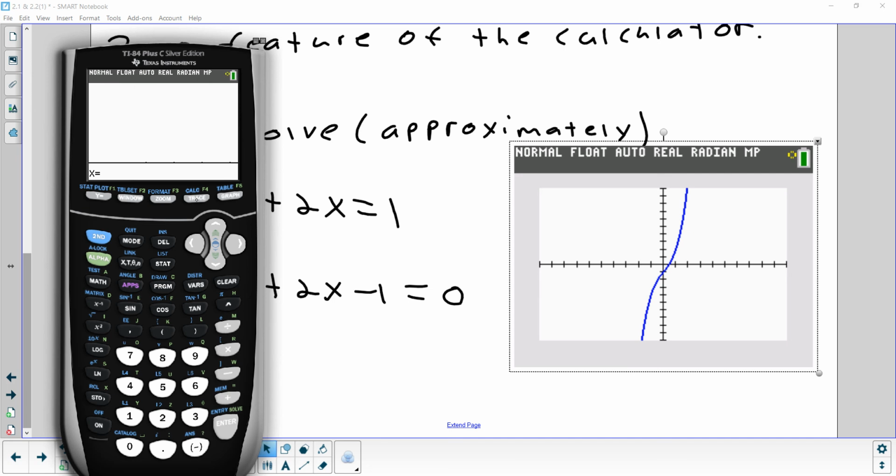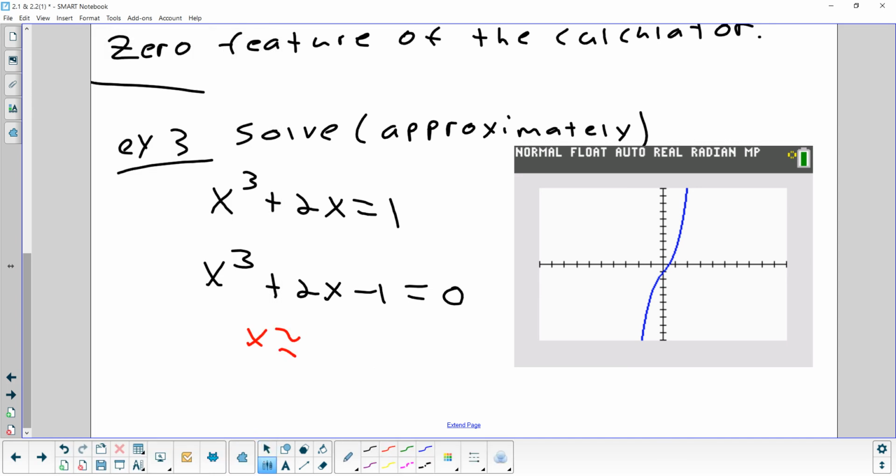So we're going to do second calc, zero. You're going to go left, right, and enter. So it's 0.45. Okay, any questions on that? All right.